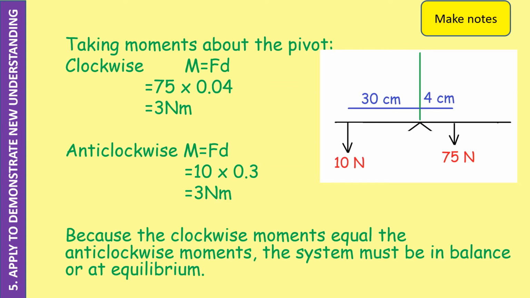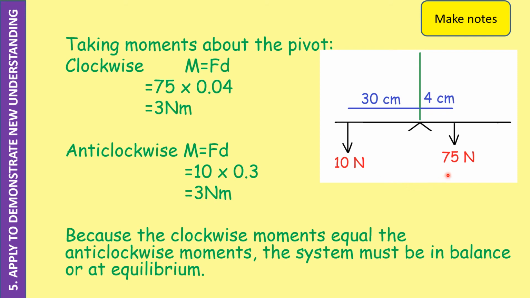So what we have to do here is decide what's happening to the left and to the right of the pivot, i.e. in a clockwise and anti-clockwise direction. This is often referred to as taking moments about the pivot. So, taking moments about the pivot, clockwise you have a force of 75 newtons acting at 0.04 meters. That gives you a clockwise moment of 3 newton meters.